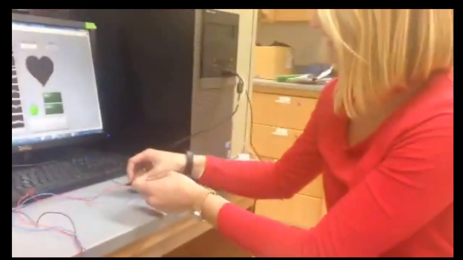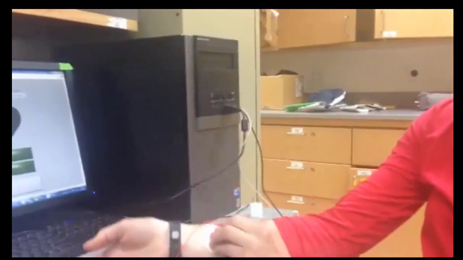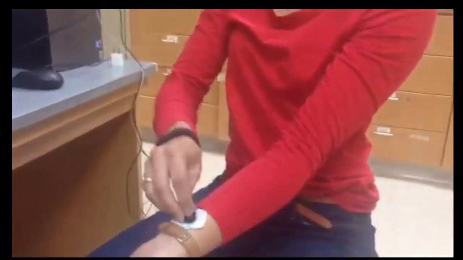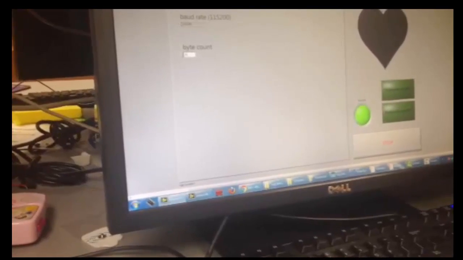And now here's Alyssa to demonstrate putting the leads on. First she'll put on her driven right leg to her right leg. Now she'll put on the right arm lead, the left arm, and the left leg. And then now that we're all set up, we can go into LabVIEW and make sure we're set up, and then we can start to record our data.